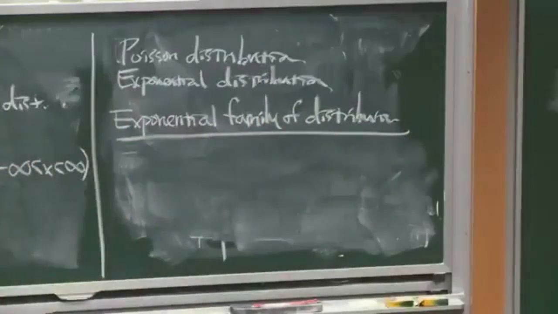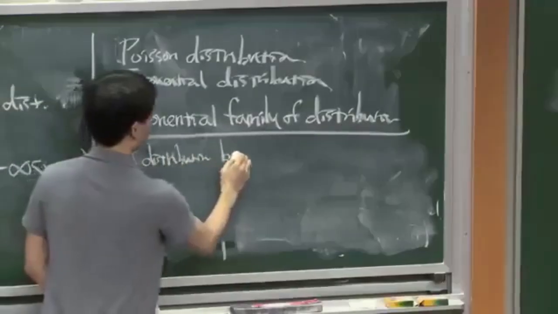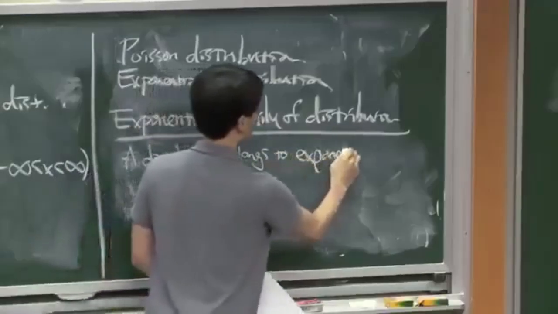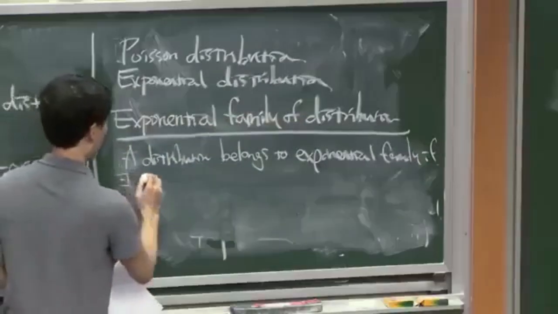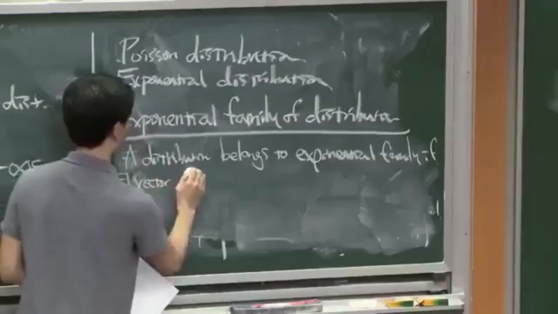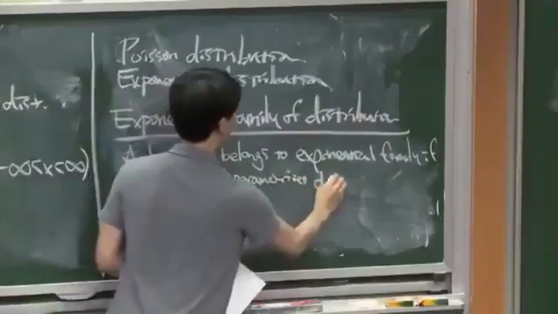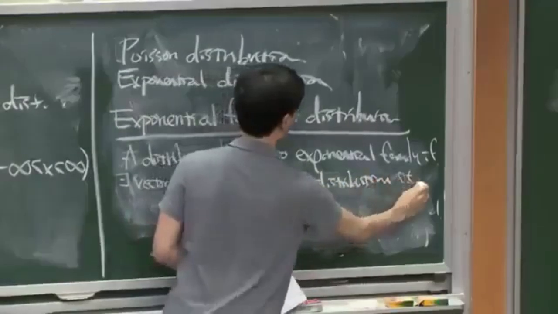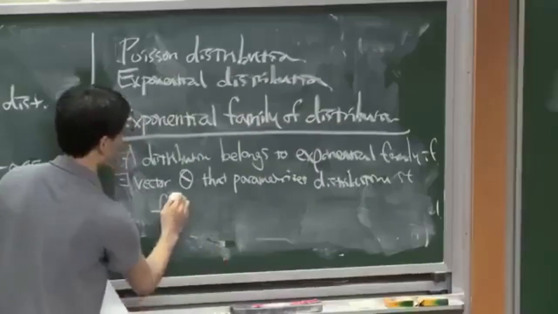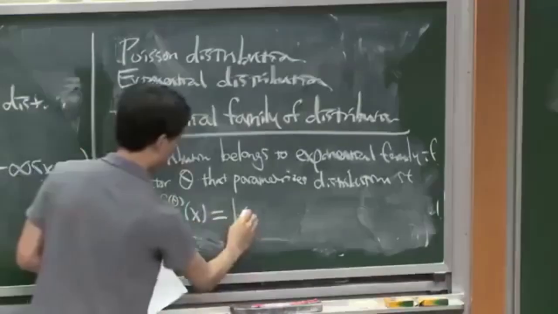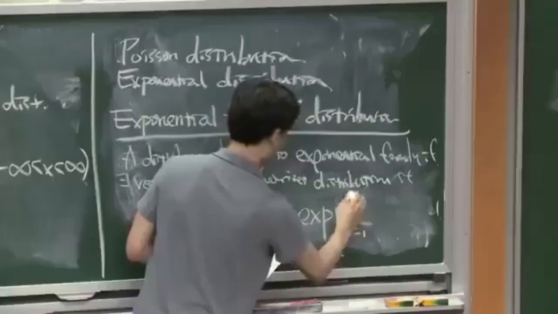Okay. So a distribution is said to be in an exponential family, a distribution belongs to the exponential family, if there exists a theta, a vector, that parametrizes the distribution such that the probability density function for this choice of parameter theta can be written as h of x times c of theta times the exponent of a sum from i equals 1 to k.